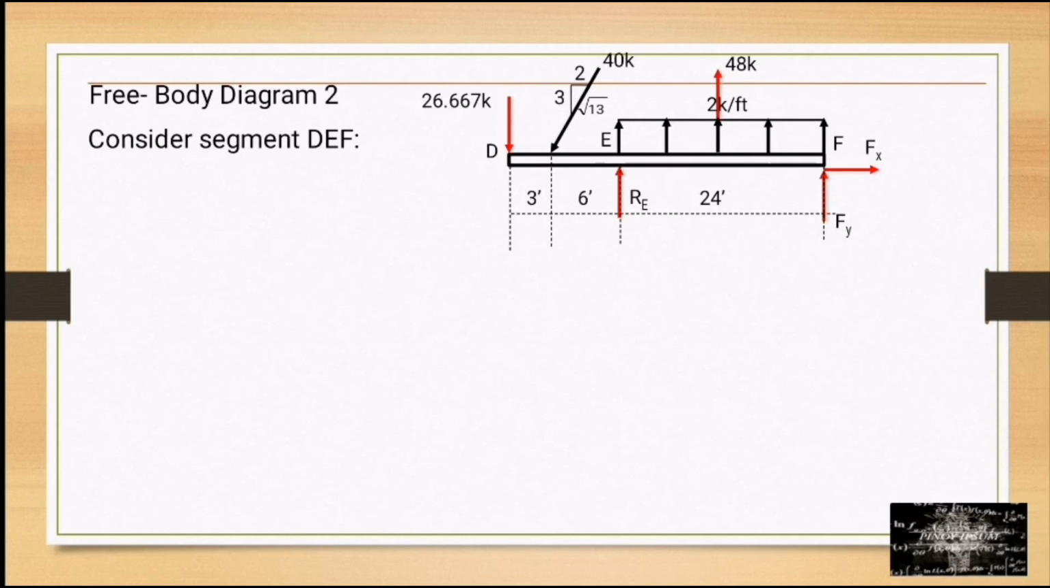Then, yung resultant ng uniformly distributed load. So, upward siya. So, we have 48 kips, 12 feet from point F. Then, yung component ng 40 kips along vertical and then horizontal component. Ito siya.